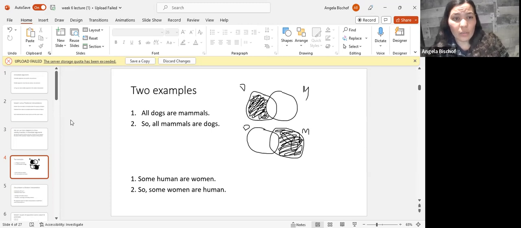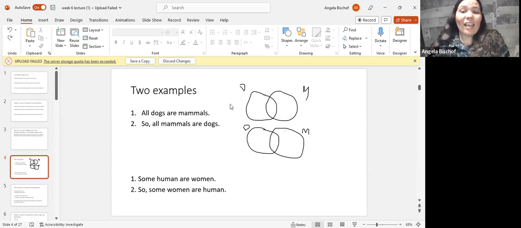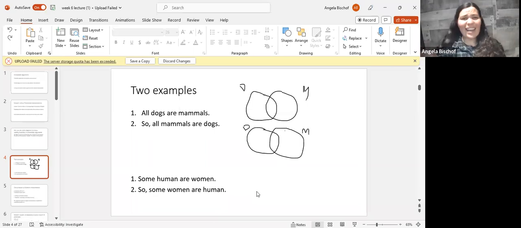Instead of trying to draw this again, I'm just going to use these two. I'm going to assign D to human and M to women, because like I said, I can assign any letter I want, and I don't want to go through the problem of trying to draw it out. So some humans are women. How do I draw that one out?